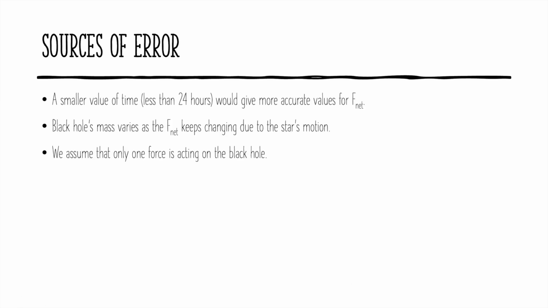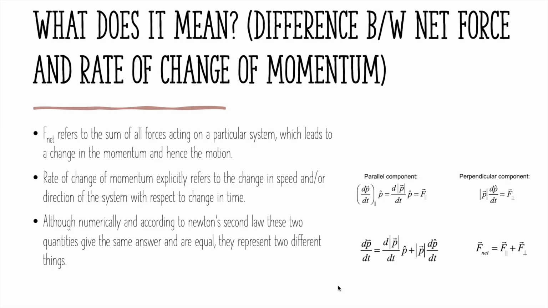These are some of the sources of errors that may have made the values in this experiment a little less accurate. Now, to answer the first lab question, the difference between the net force and the rate of change of momentum. F net refers to the sum of all forces acting on a particular system, which leads to a change in the momentum and hence the motion. The rate of change of momentum specifically refers to the change in speed and/or the change in direction of the system with respect to change in time.